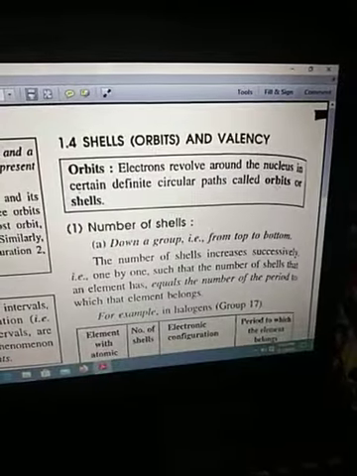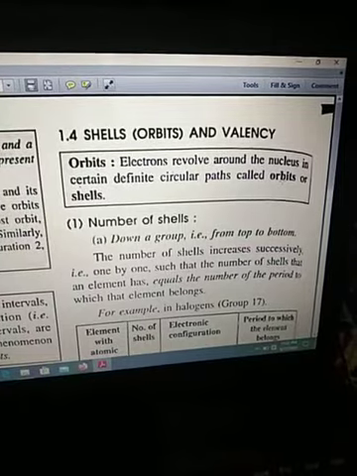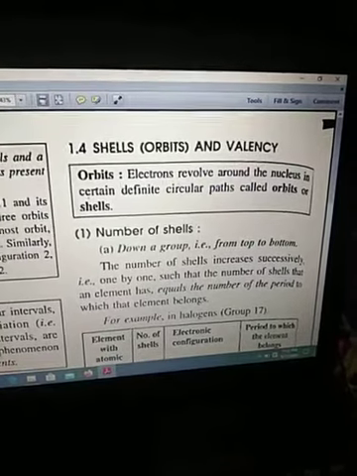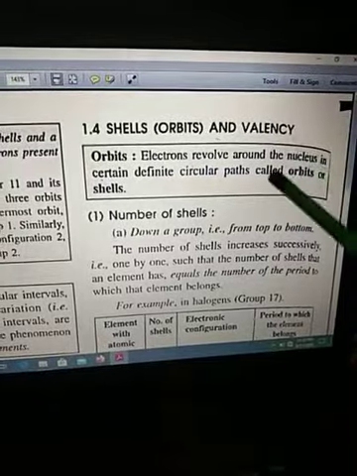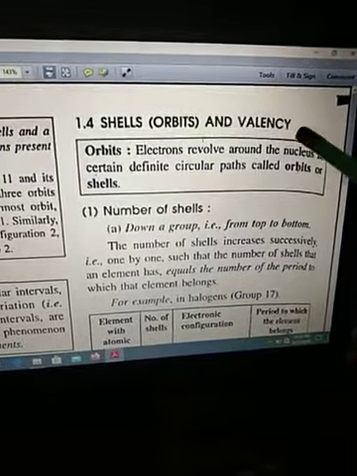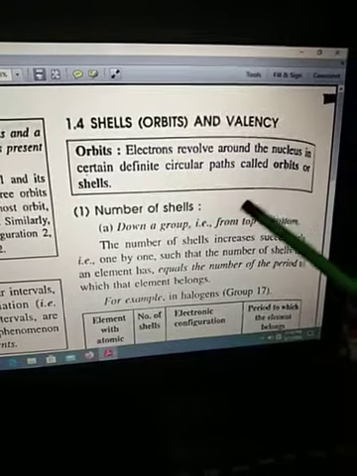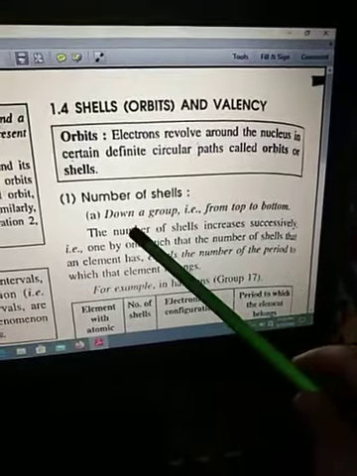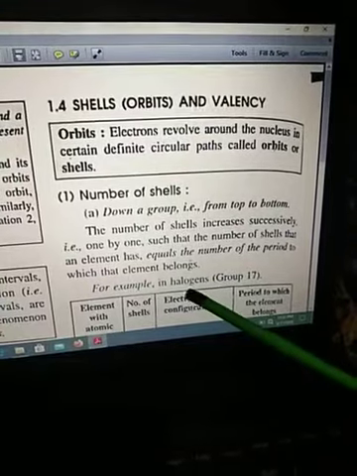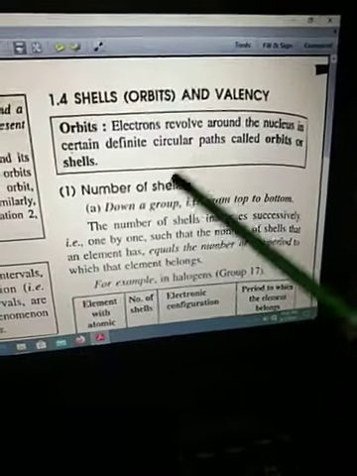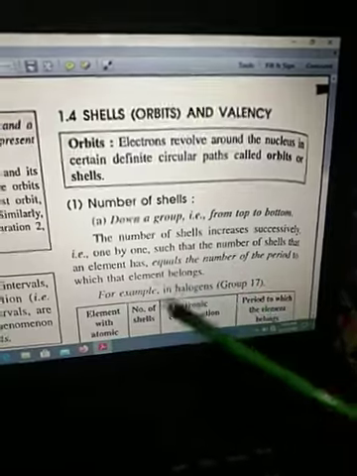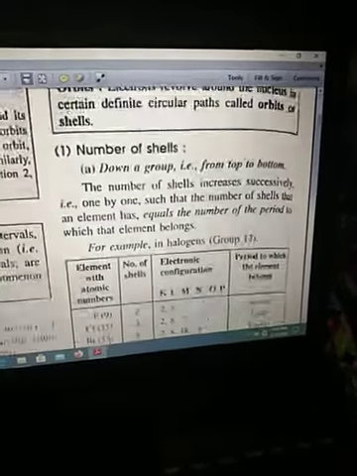Next we discussed shells, that we call orbits, and valency. Okay, what are they? Shells or orbits. As we know, electrons revolve around the nucleus in certain definite circular paths, that we call orbits or shells. Now, the number of shells: what will happen if you go down the group in the periodic table, and when you move across the period?